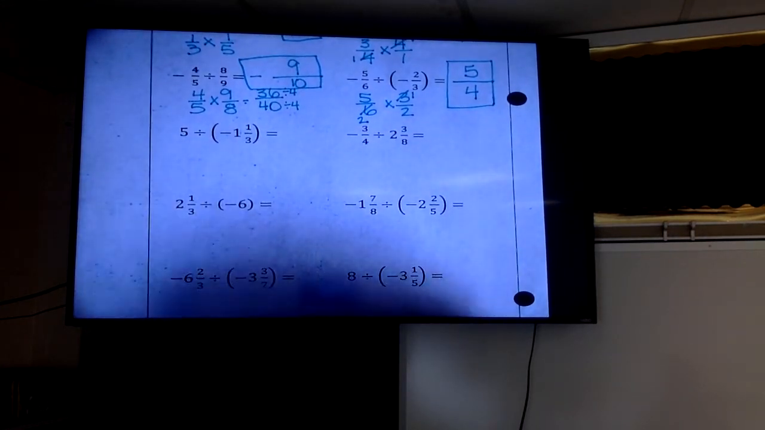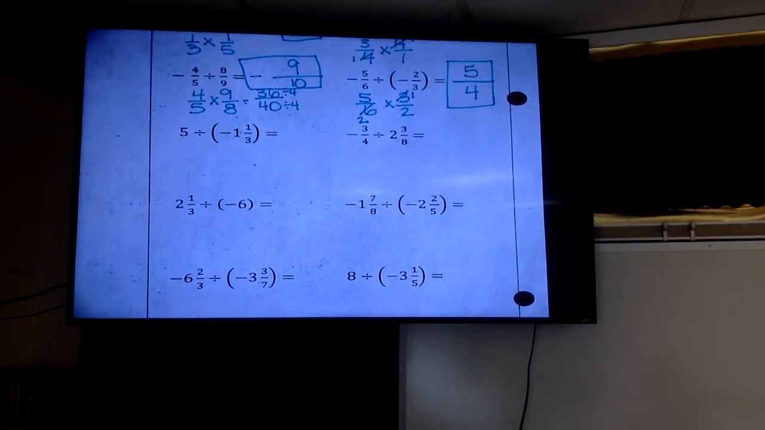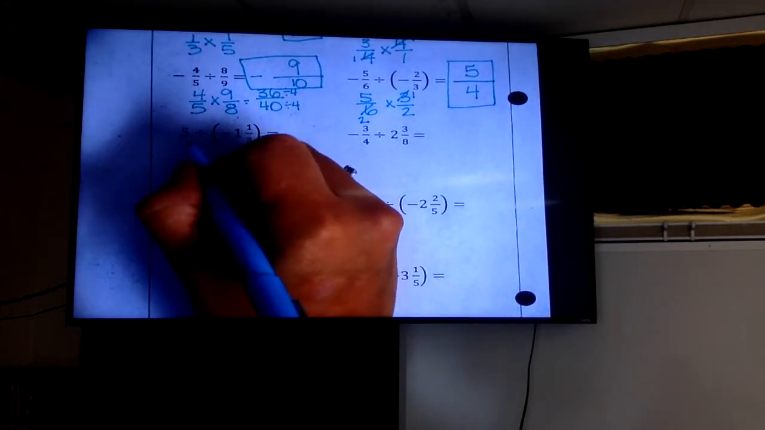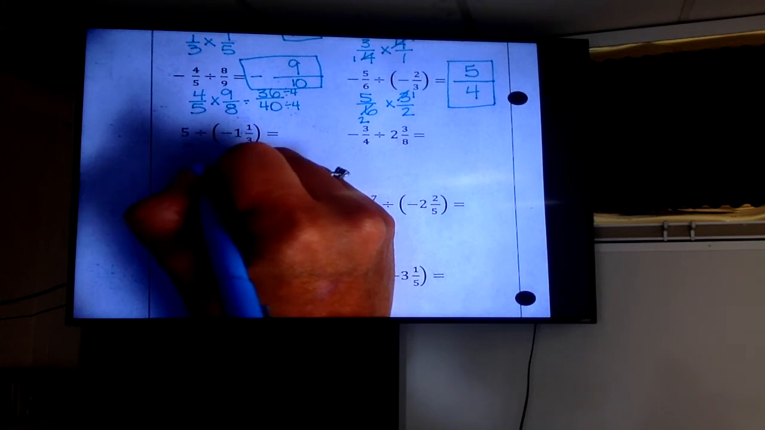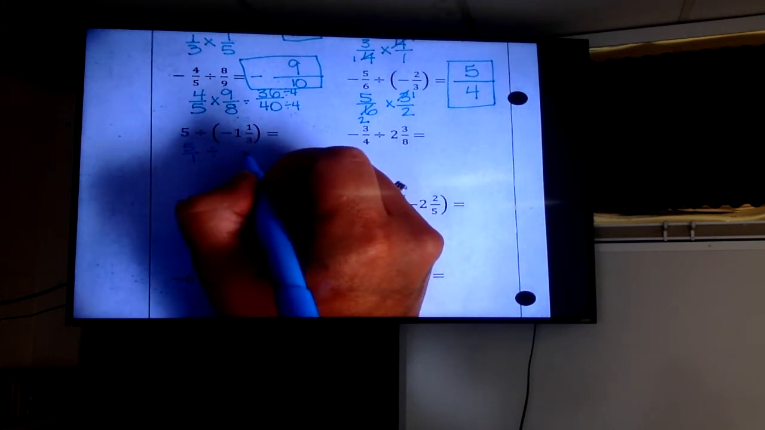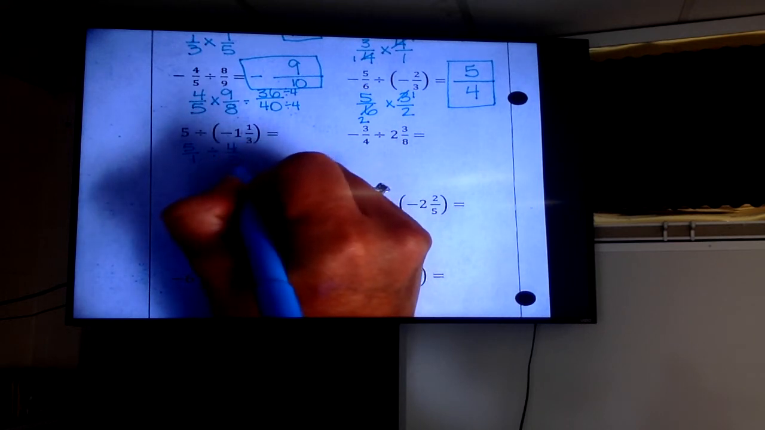All right, now we're going to get some mixed numbers in here too. So first thing we want to do, and I don't want you to do 2 things at once. That never works out well for 7th graders. We really need to do 2 different steps here. So the first thing I would do is make these both into improper fractions. So 5 would be 5 over 1 divided by 1 and 1/3. 3 times 1 is 3 plus 1 is 4, so 4/3.